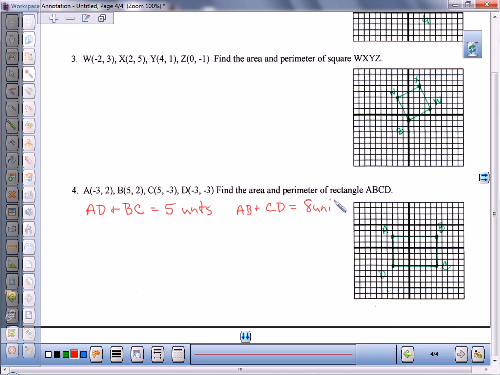So to find the perimeter, we would do 2 times the length plus 2 times the width. So we would get 10 plus 16 gives us a perimeter of 26 units. And the area is base times height, or length times width. So it's 5 times 8, which is 40 square units.